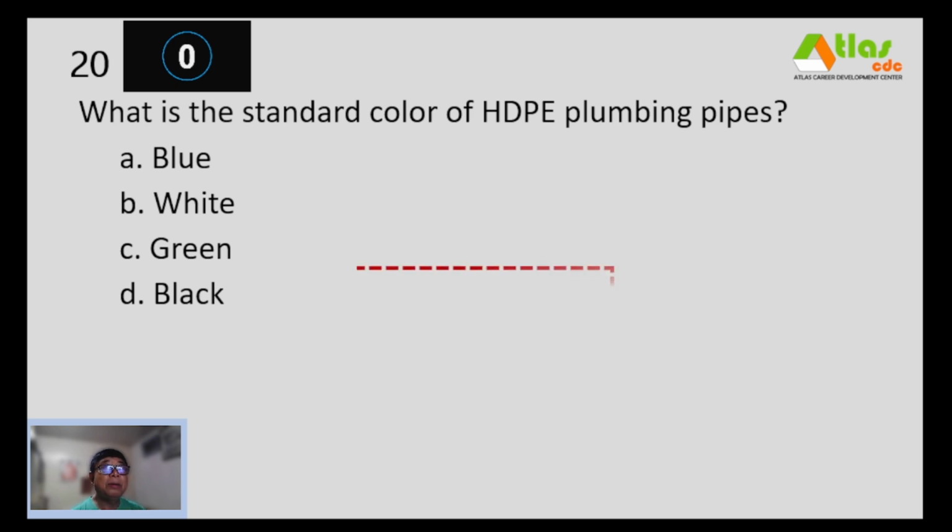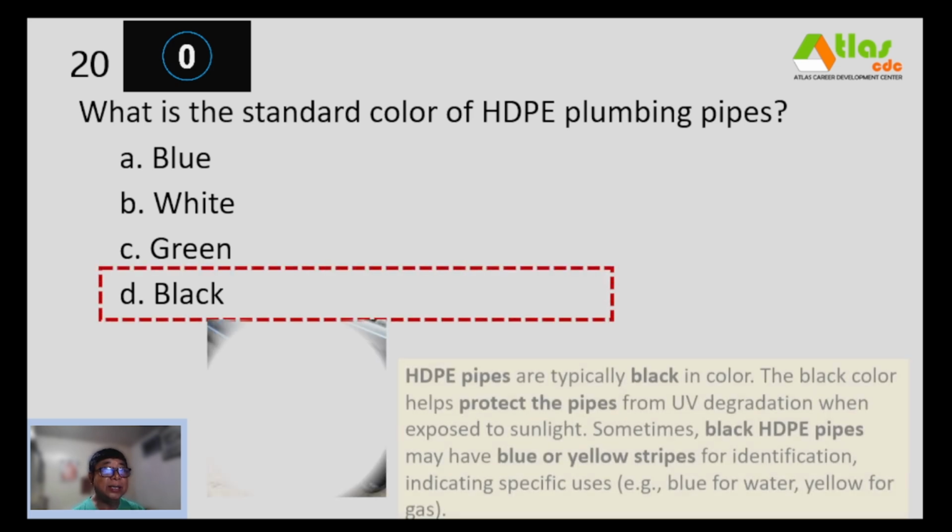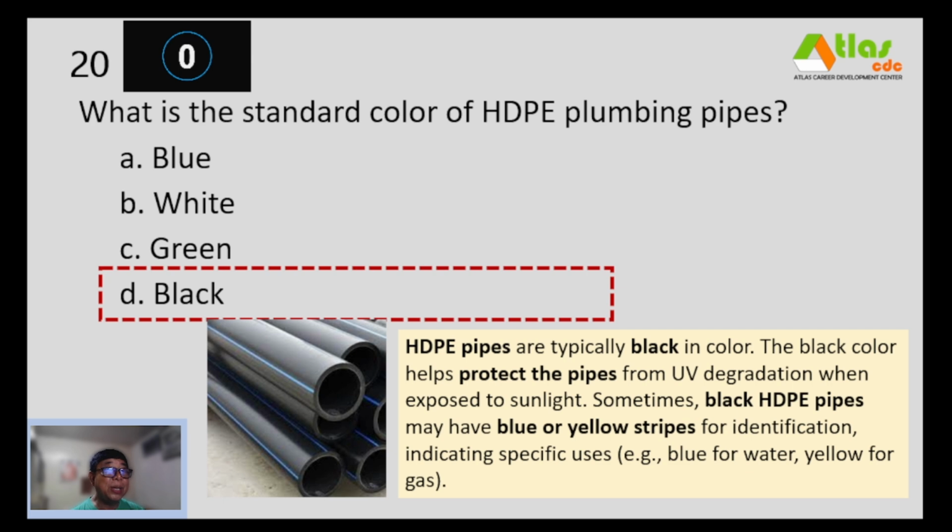And our correct answer is letter D, black. So HDPE pipes are typically black in color. The black color helps protect the pipes from UV degradation when exposed to sunlight. Sometimes black HDPE pipes may have blue, like this one, or yellow stripes for identification, indicating specific uses. So blue is for water and yellow is for gas.